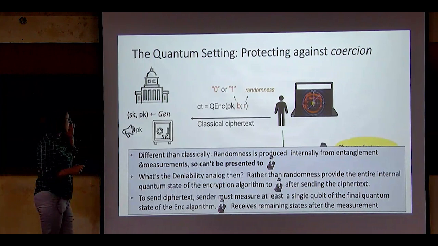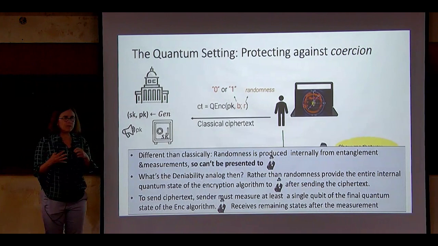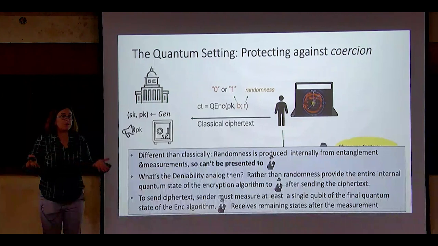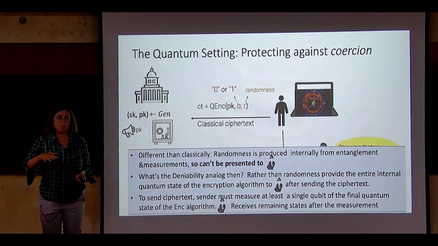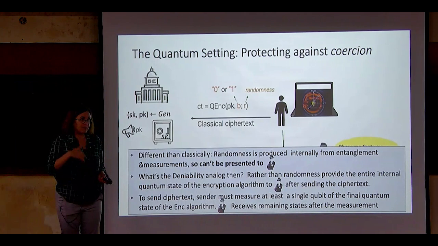what's the deniability analog? What does it mean, if somebody comes and says to me, prove to me that you voted for me? What is the analog in a quantum setting? The analog is maybe you give him access to all your quantum states and let him look at them. Now, it's well known that if you never measured any of these quantum states, he can reverse and find out what you voted for. But it's also true that if he sent out a ciphertext corresponding to a single bit, he must have measured a single bit at least, otherwise he couldn't get a classical output.